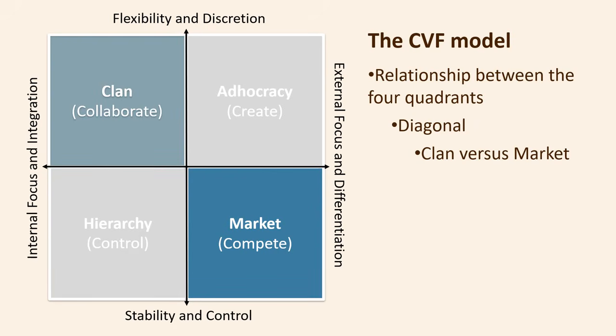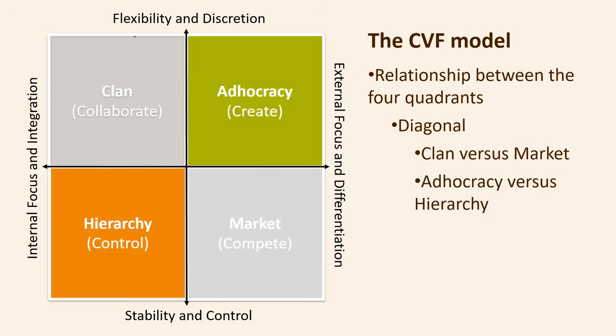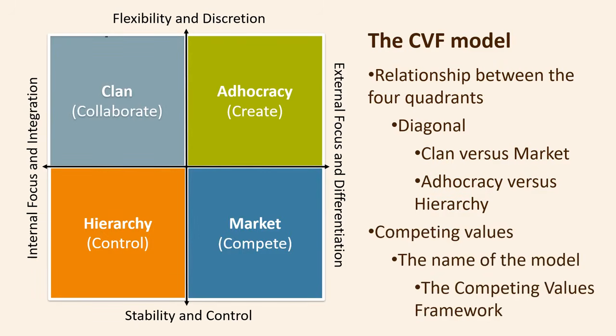The clan in the upper left quadrant identifies values that emphasize an internal, organic focus. In contrast, the market in the lower right quadrant identifies values that emphasize an external, control focus. Similarly, the adhocracy in the upper right quadrant identifies values that emphasize an external, organic focus, whereas the hierarchy in the lower left quadrant emphasizes internal, control values. The competing or opposite values in each quadrant give rise to the name for the model, the Competing Values Framework.